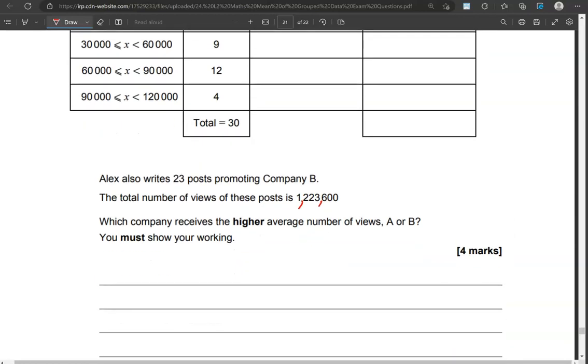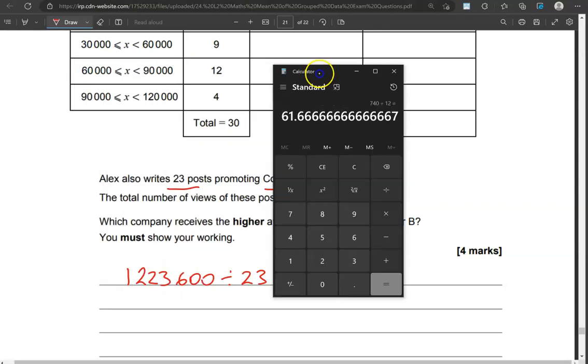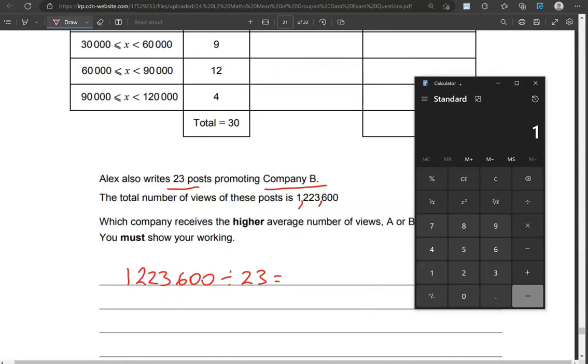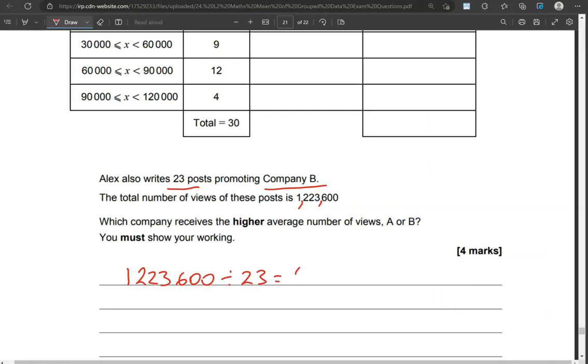Well, for company B, that's easier to work out. So we'll do 1,223,600 divided by the number of posts, which is 23. And that gives us 53,200 on average.